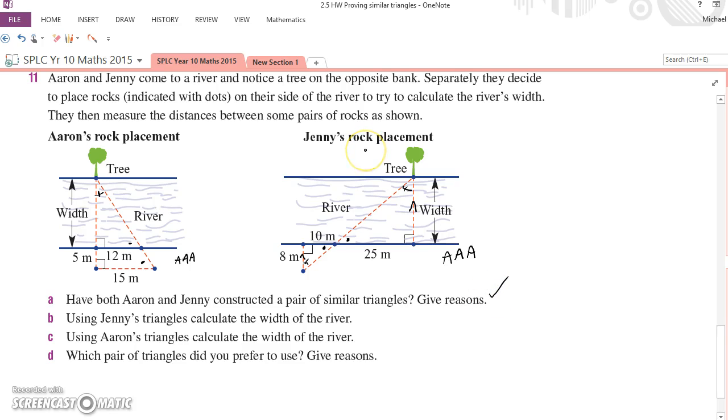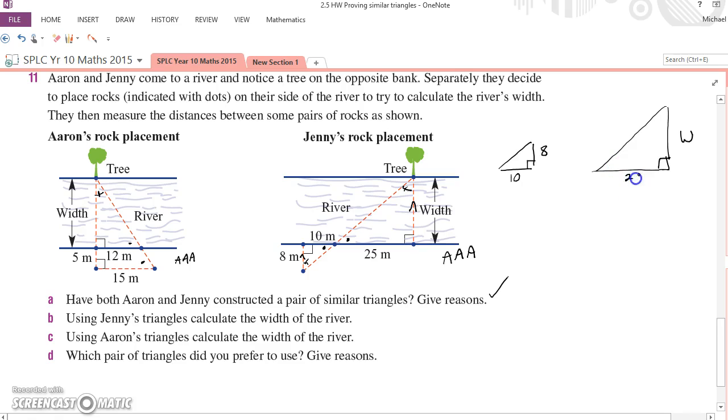Then it says use Jenny's first to calculate the width. Alright, well, when I do these, I like to spin my triangles around so they're oriented in the same way. So it's a short side of 8, longer side of 10, and we don't know how long the hypotenuse is. It's now oriented the same as the larger triangle, which has a W there that I'm trying to figure out, and 25 there. There are a number of ways you can do it. You can use ratios. W over 25 equals 8 over 10. I could even do W divided by 8 equals 25 divided by 10. That would be the same.